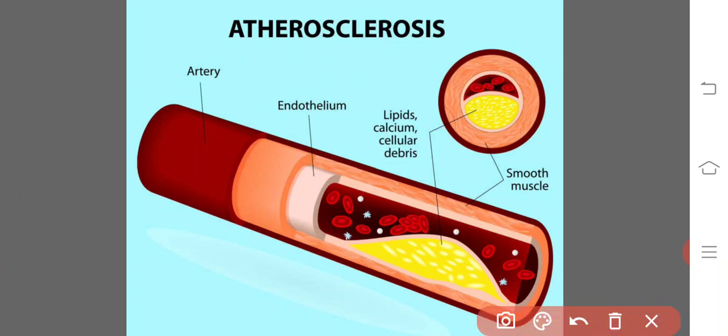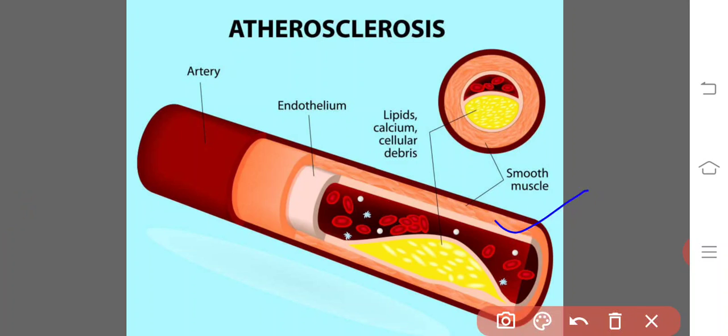Myocardial infarction. Myo means muscle, cardial means cardiac muscle. Infarction means there is difficulty in respiration due to the scarcity of oxygen. So what happens? It happens in the coronary artery. So this is the image of the coronary artery.